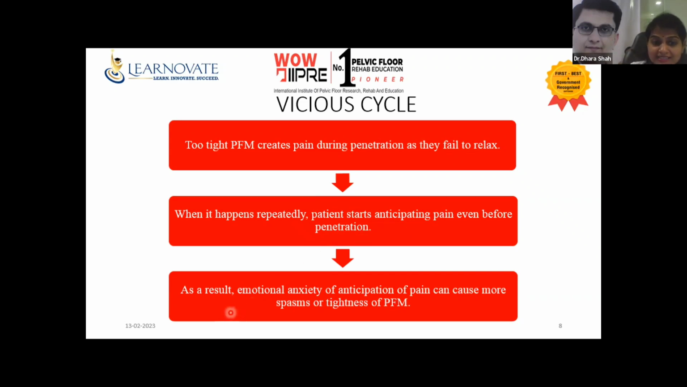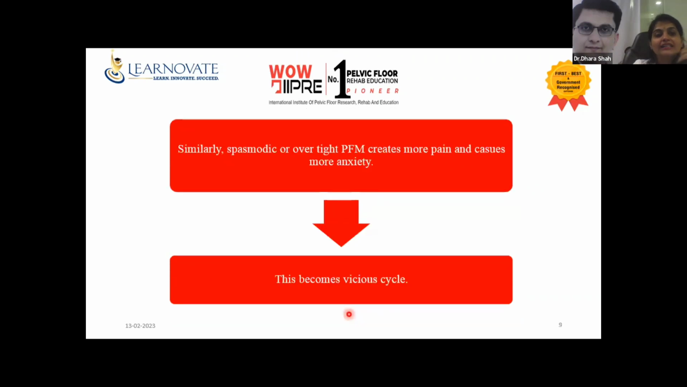As a result, emotional anxiety of anticipation of pain can cause more spasm or tightness of pelvic floor muscles. And similarly, spasmodic or overtight pelvic floor muscles can lead to more anxiety and more pain. So you're entering the cycle of pain, spasm, spasm, pain, pain, spasm, spasm, pain. So there is a vicious cycle.